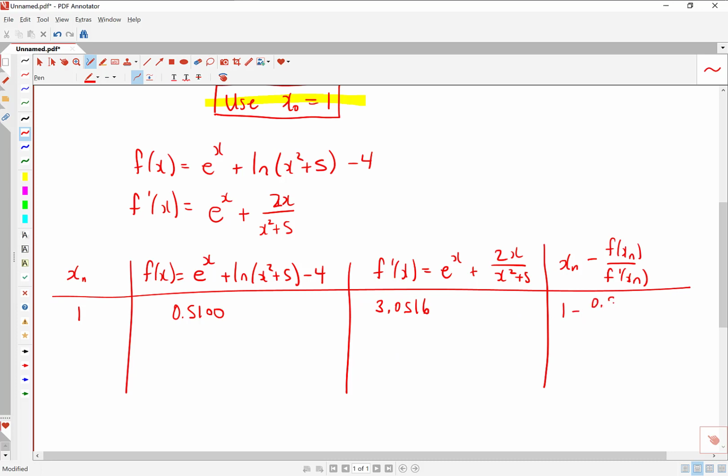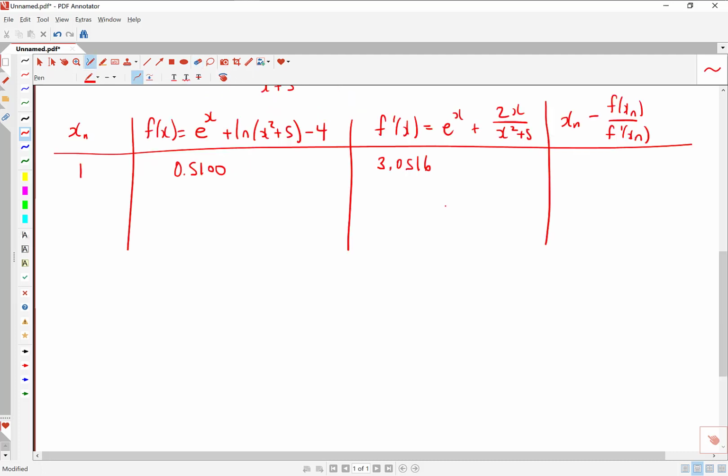So then for our last step in this line, we're going to take our x value and go minus our function, so 0.51 divided by 3.0516. So that's what we're doing, but I'm just going to write down the result. And again, we'll write everything down to 4 decimal places. So that comes out to 0.8329. We're going to take this value, and that's going to be our x value for the next step.